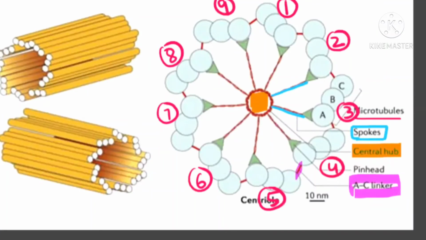This is the structure of one centriole right now. And this is the diagram which is shown right now here. It is a pair of centrioles which is present at 90 degrees to each other to form an organelle that is known as centrosome. Is it clear?